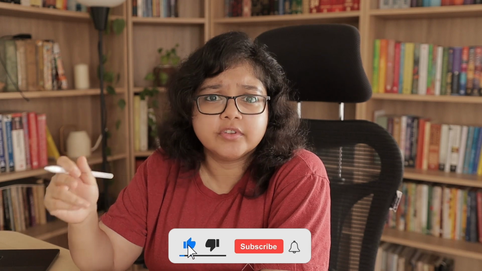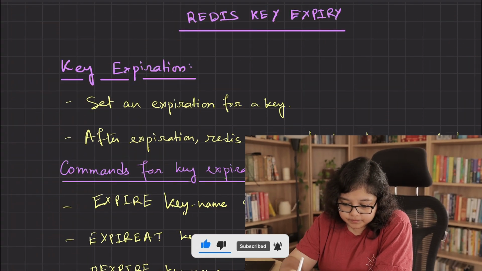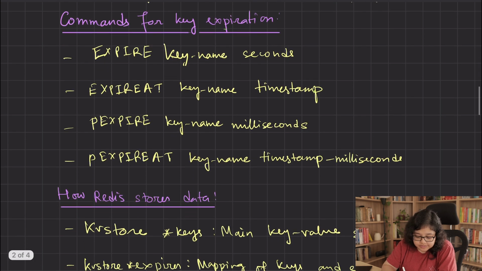We will also walk through the relevant parts of Redis source code without going into too much detail. Now, let's start the video by discussing the commands that we can use to set an expiration time to a key. The first command is expire.